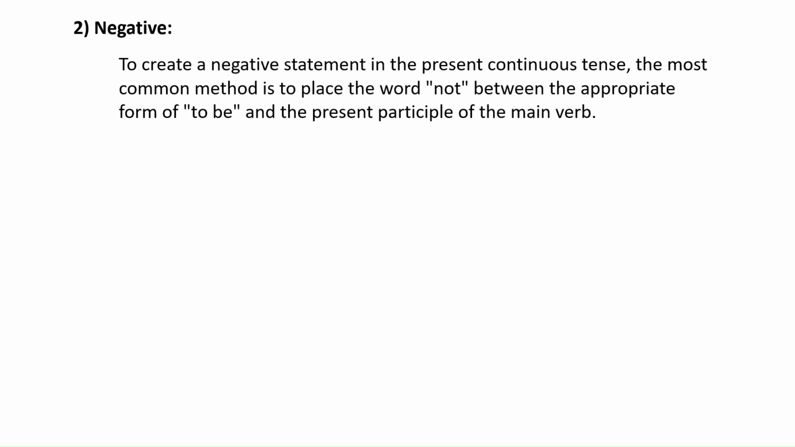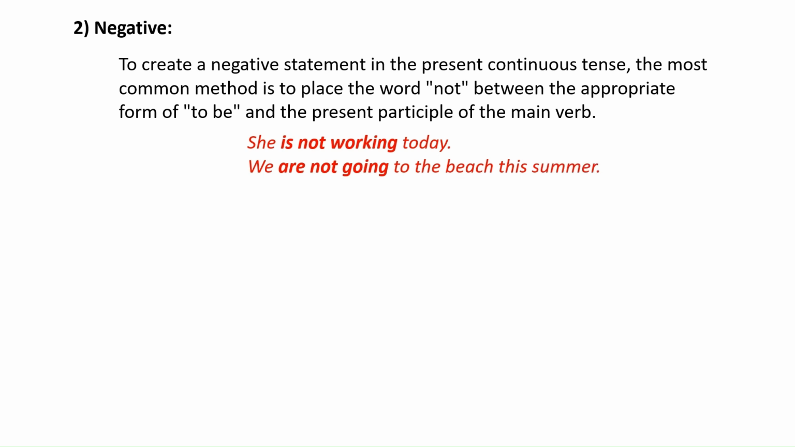To create a negative sentence in the present continuous, we place the word not between the verb be and the present participle form of the main verb. For example, 1. She is not working today. 2. We are not going to the beach this summer. 3. The refrigerator is not running.